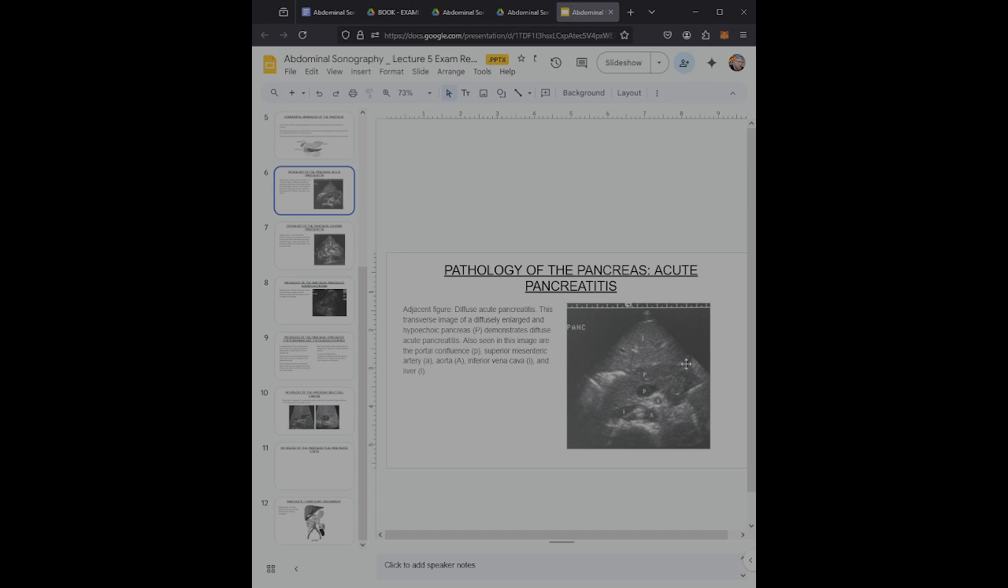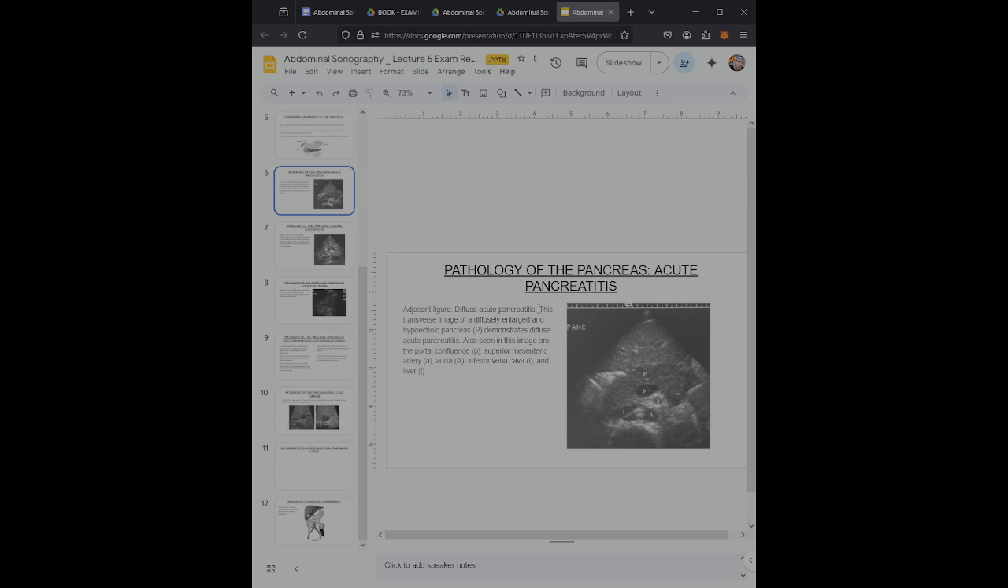anechoic fluid collection, and we call this peripancreatic fluid. We can have pancreatic pseudocysts, there can be abscess formation, biliary obstruction might be present, and you can have vascular complications such as splenic vein thrombosis or pseudoaneurysms of the splenic artery.